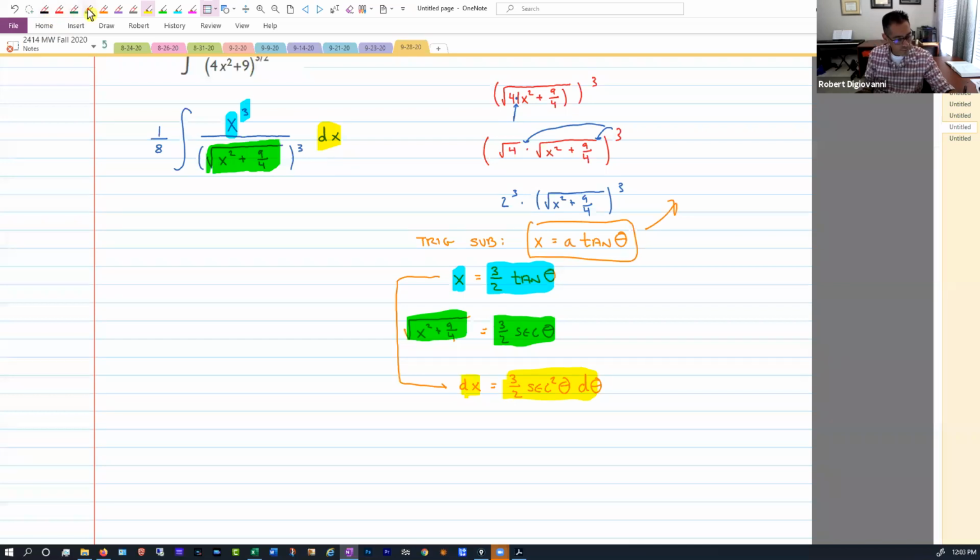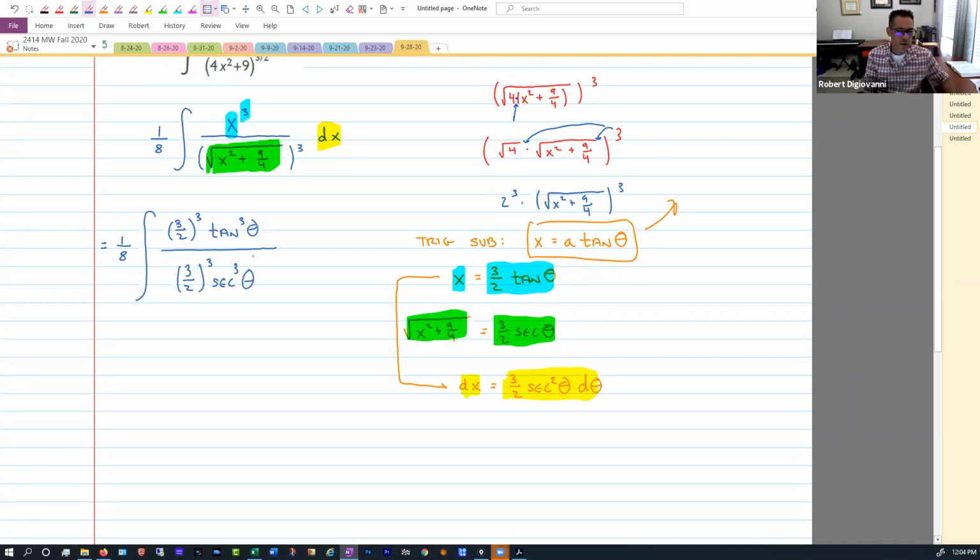Okay, let's do it. So this becomes 1/8 integral. Now, I have to cube x, right? So that means I have to do the 3/2 cubed and then the tangent cubed. I'm going to write it this way, 3/2 cubed. Now I realize everyone could figure out what that is. That's 27/8, but I'm just going to leave it like that. You'll see why in a minute. Tan cubed theta over, okay, the square root of everything turns into 3/2. We're cubing it. So cubed secant cubed theta.